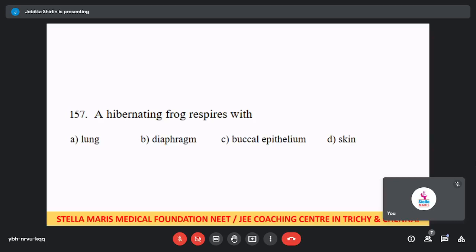So when the frog is under hibernation, it would keep its mouth open so that air can diffuse through its buccal cavity. Buccal cavity is nothing but the oral cavity. It is the mouth, children. So frogs respire through the mouth when under hibernation. So there you have buccal epithelium having ciliated epithelial cells. They are hair-like structures, and they play a major role in the diffusion of gases. So what is the correct answer over there? A hibernating frog will undergo respiration through buccal epithelium.